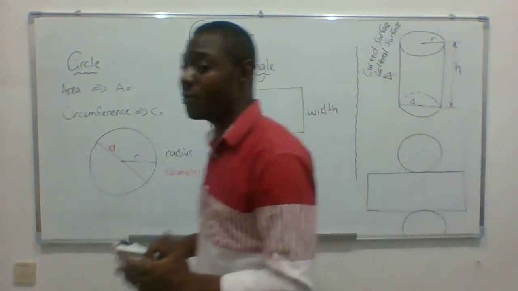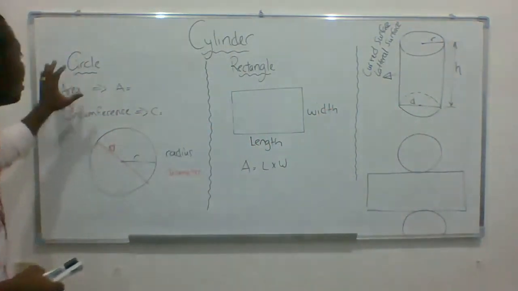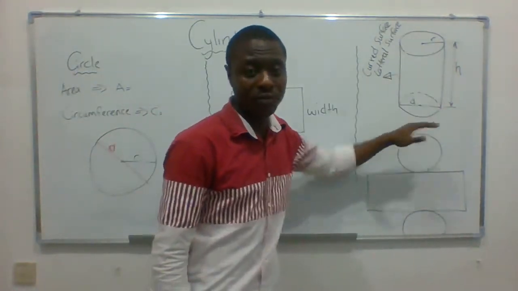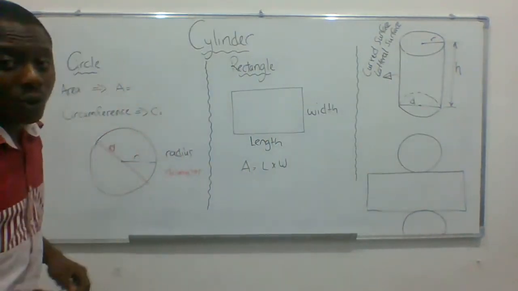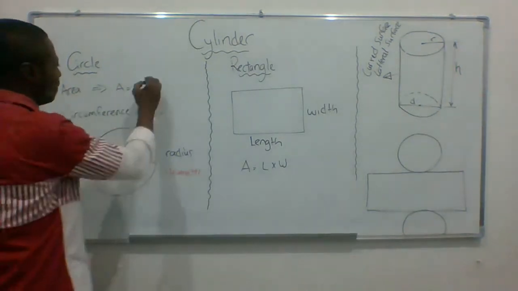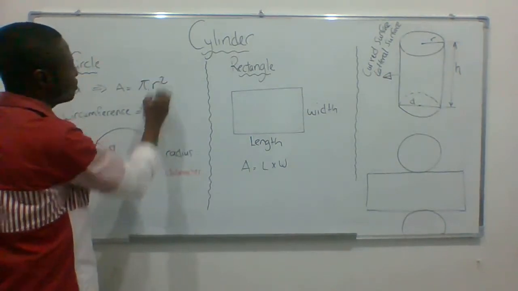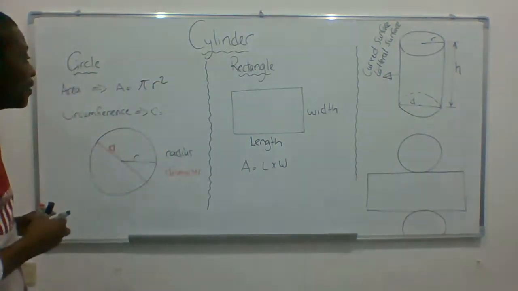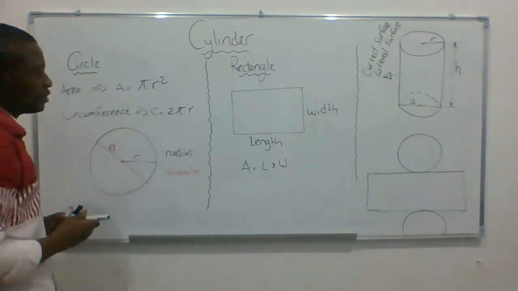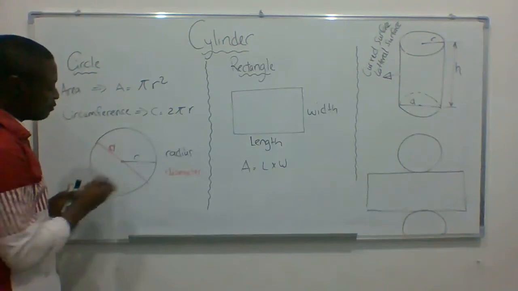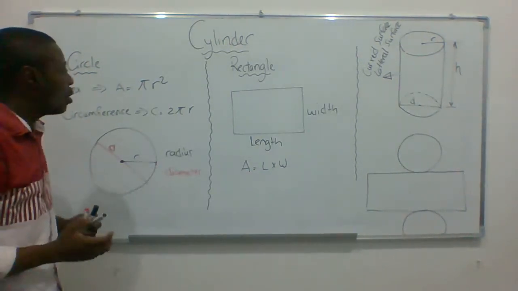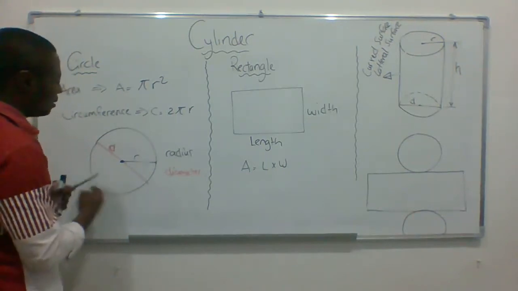So the first thing you need to understand about the cylinder is that the cylinder has circles. There are two circles, one at the top and one at the bottom. So you need to understand what a circle is and know what the area of a circle is. The area of a circle is given by pi times the radius to the power of 2. That's the area. And the circumference is 2 times pi times radius. And radius is the distance from the center to this outer curved line, or it's half of the diameter.